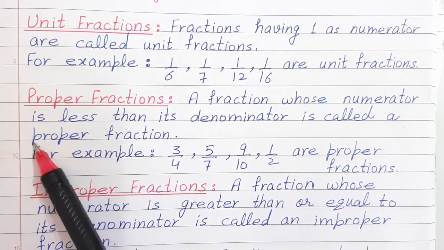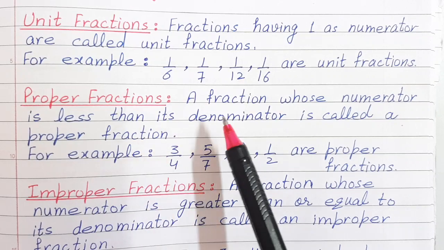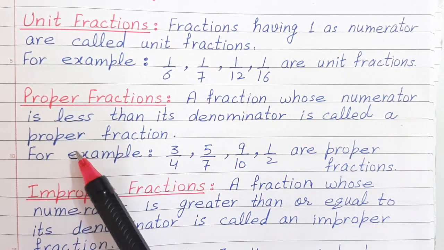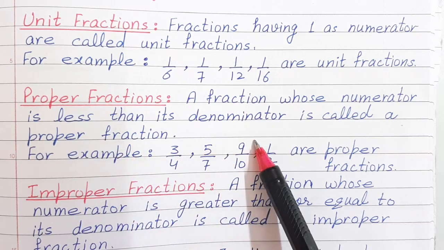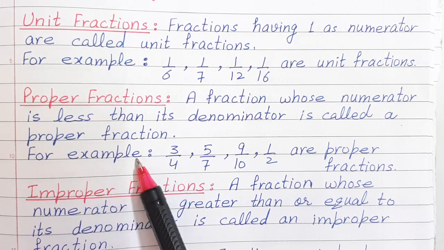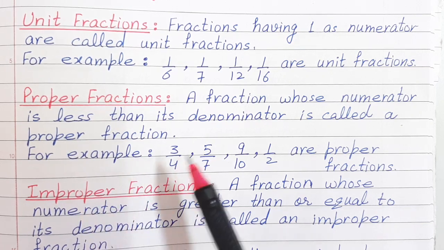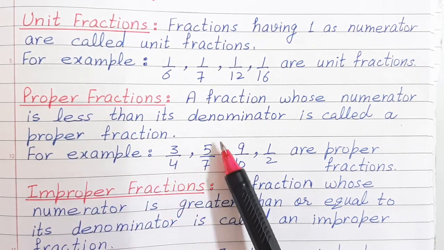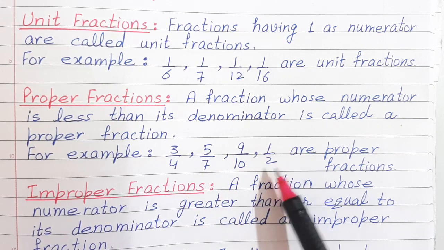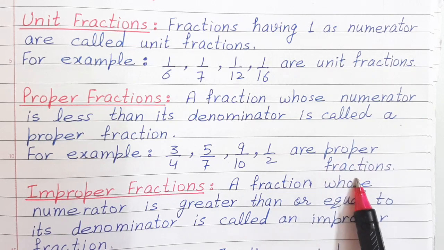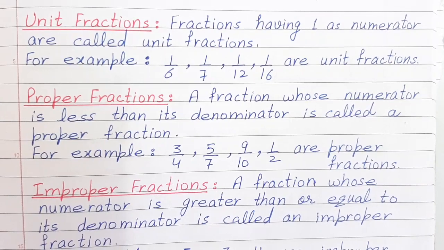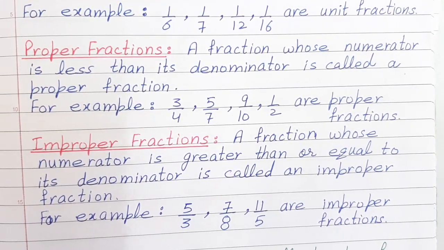Now next is proper fractions. A fraction whose numerator is less than its denominator is called a proper fraction. For example, 3 upon 4, 5 upon 7, 9 upon 10, 1 upon 2 are proper fractions. Clear? Now children, the next is improper fraction.